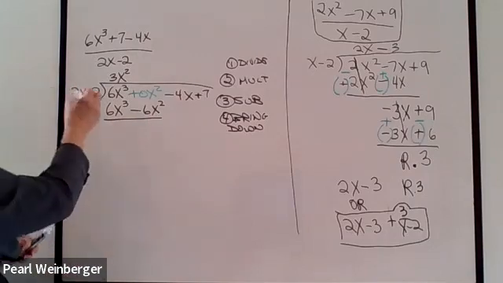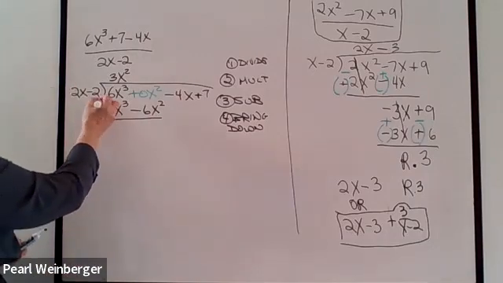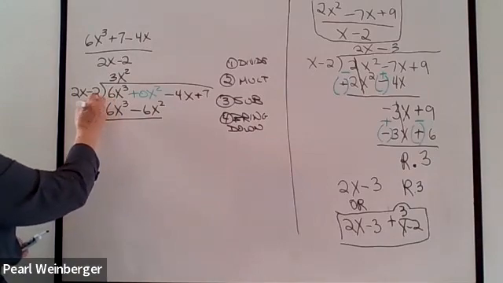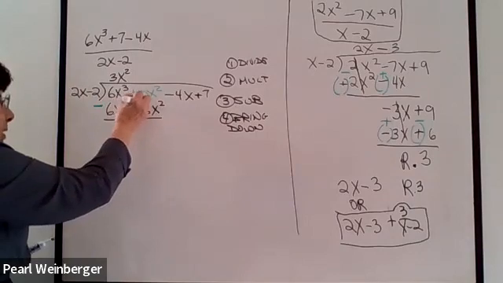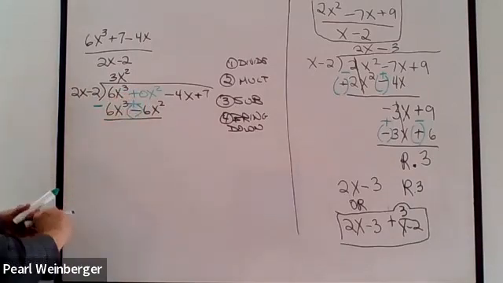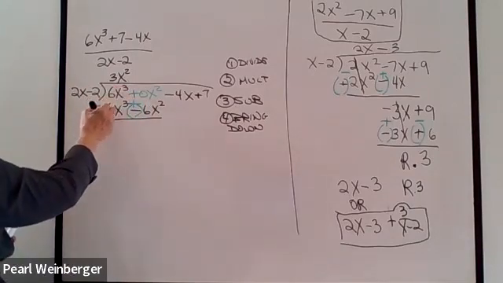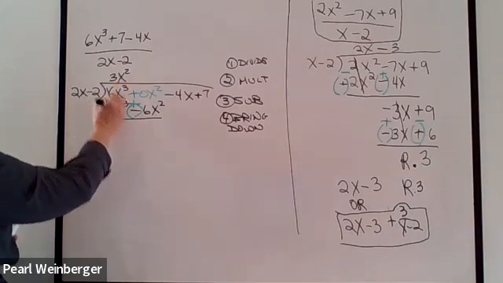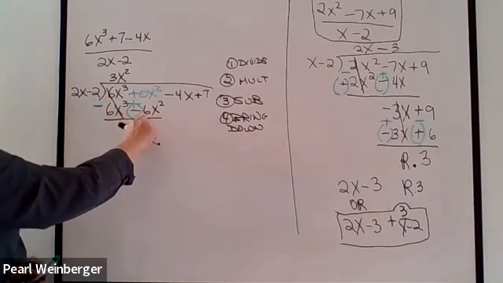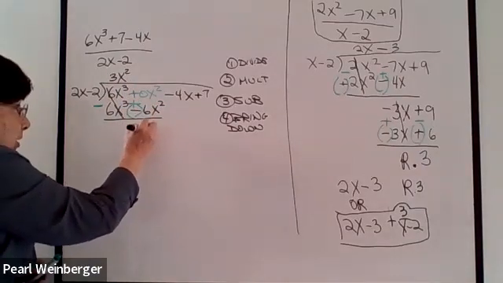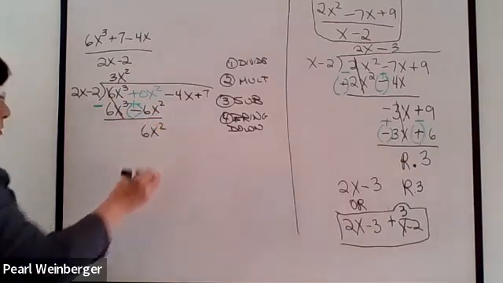So I'm going to change my signs. This is a positive 6x cubed, so it's going to become a negative. And this is a negative 6x squared, so it's going to become a positive. And when I do 6x cubed minus 6x cubed, that cancels out. And here I have 0x squared plus 6x squared, which combines to 6x squared.